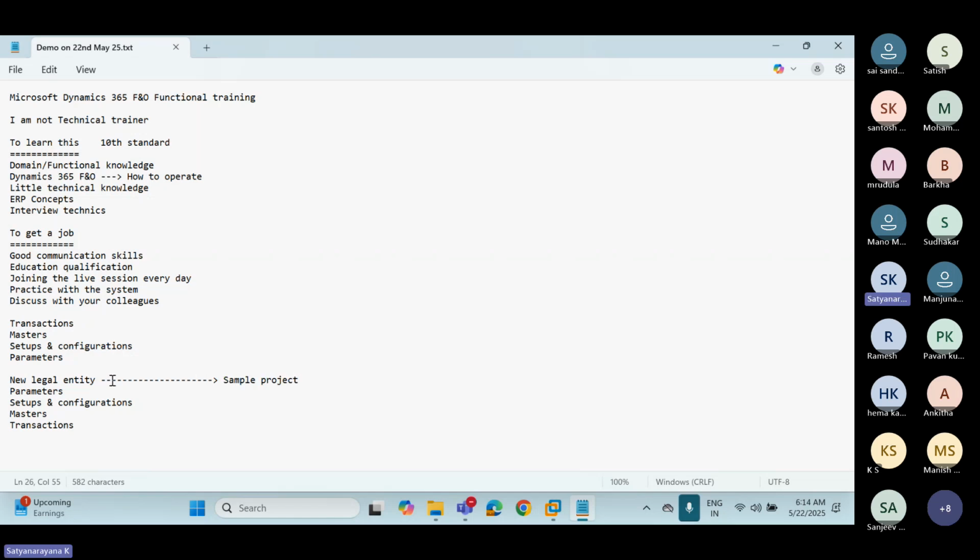This is a sample project. Domain knowledge or functional knowledge means people will ask why, what, where, when, and which. If you have the questions, this is the point. That means every topic is taught through real-time scenarios. With real-time scenarios only, I will explain every topic to you.